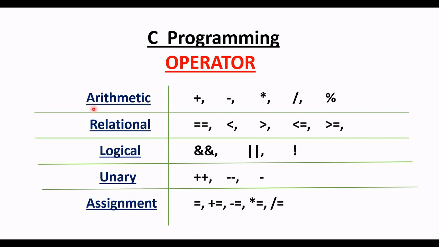The first one is the arithmetic operator. Those are addition, plus, minus, multiplication, division and modulus. With the help of these arithmetic operators we can perform a lot of arithmetic operations inside our C program. So these are the examples of arithmetic operators.